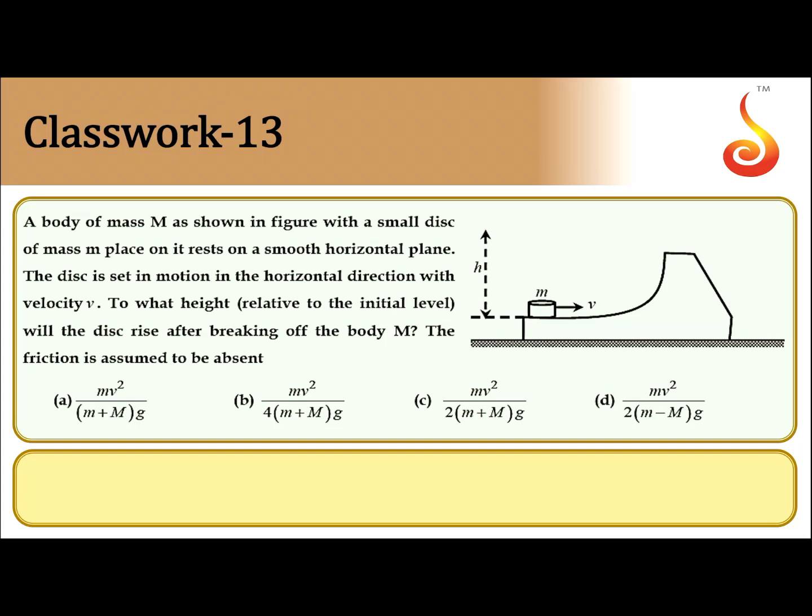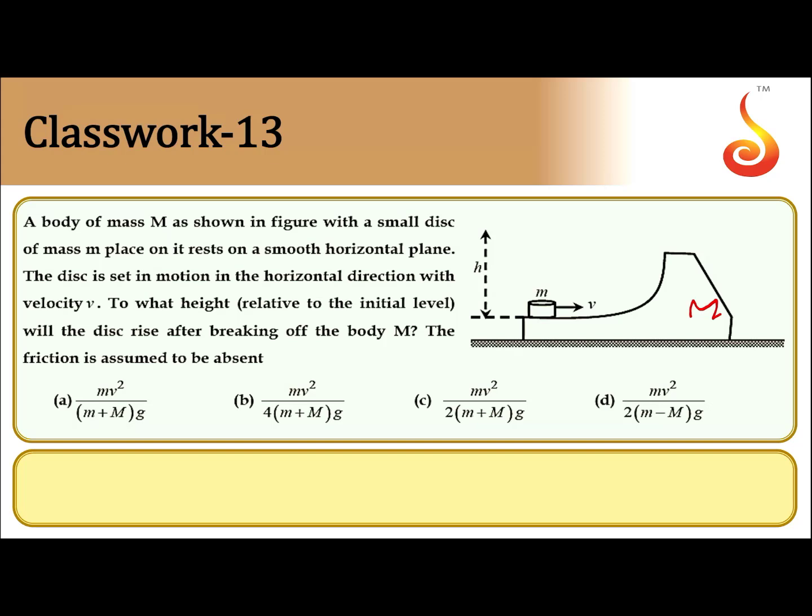A body of mass m, as shown in the figure, with a small disk of mass m placed on it, rests on a smooth horizontal plane. The disk is set in motion in the horizontal direction with velocity v. To what height relative to the initial level will the disk rise after breaking off the body m? The friction is assumed to be absent.